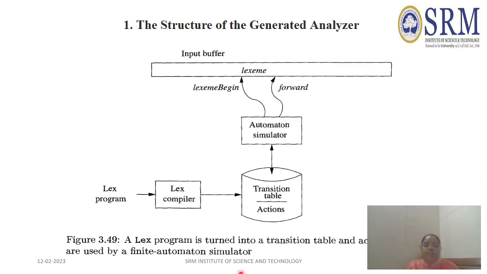Okay, so the structure of the lexical analyzer. See the structure of the lexical analyzer. A Lex program will be given to the Lex compiler, which in turn produces a C program. The C program will be given as input to the C compiler. So that C compiler will produce a lexical analyzer, which means that a transition table and actions will be there, and which will be an automaton simulator that can read the input buffer with lexemeBegin and forward pointer. On a match, the lexeme matching the pattern will be found as a token and given to what? The symbol table. This is the finite automata simulator. Now it's clear, right? So this is the structure of the generated analyzer.